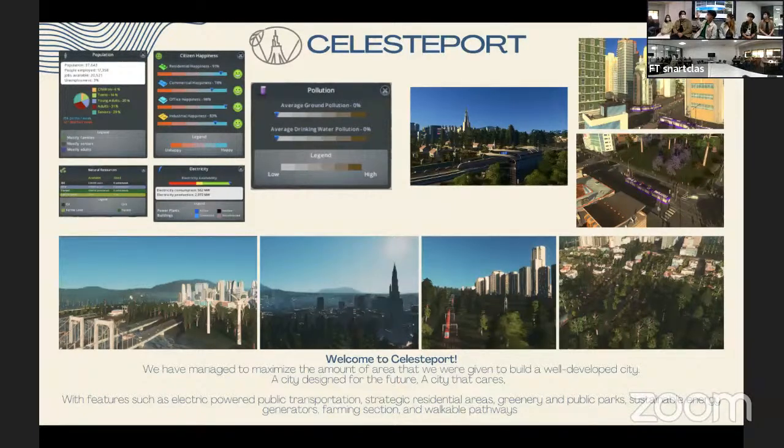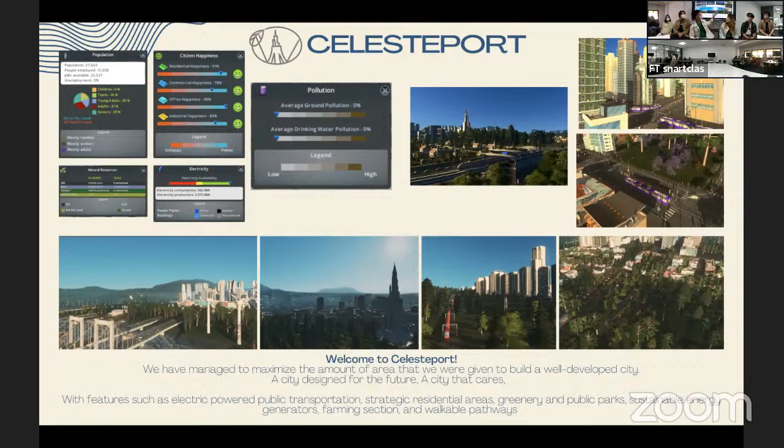First, we have a population of around 37,643 people, with an unemployment rate of only 3%, meaning we have developed a city that is able to provide for its citizens. Next, citizen happiness is around 70 to 90%, which means they are all happy. And the electricity is also very sustainable.